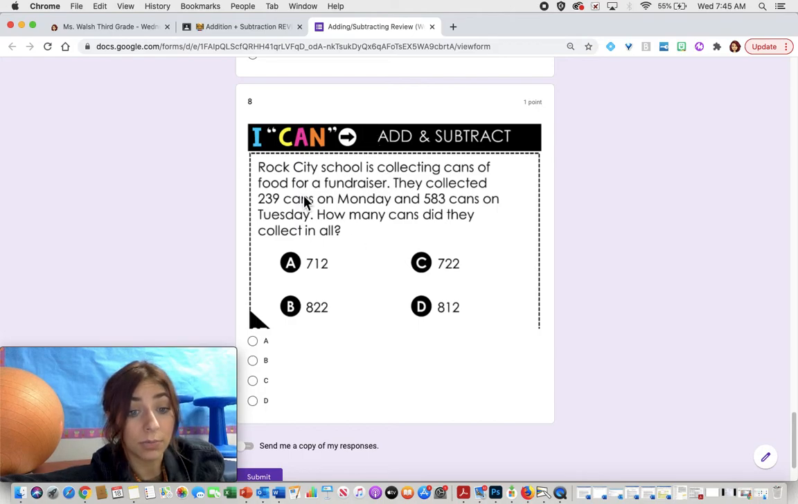Here is a word problem. Rock City School is collecting cans of food for a fundraiser. They collected 239 cans on Monday and 583 cans on Tuesday. How many cans did they collect in all? So you need to decide, is that addition or is it subtraction? And you're going to go ahead and solve that.